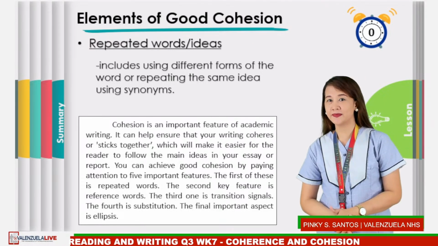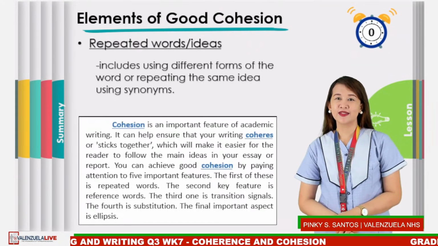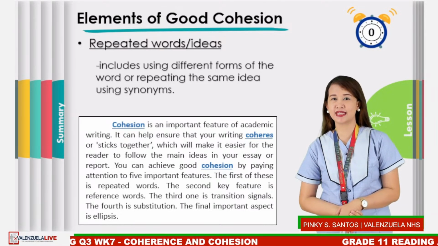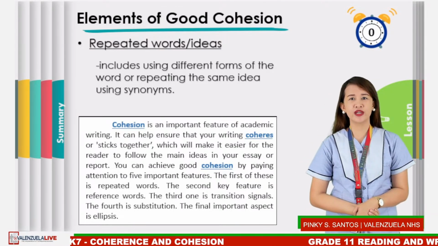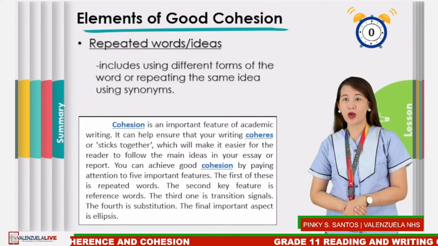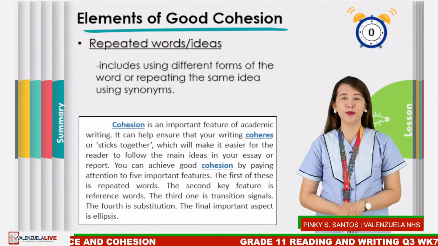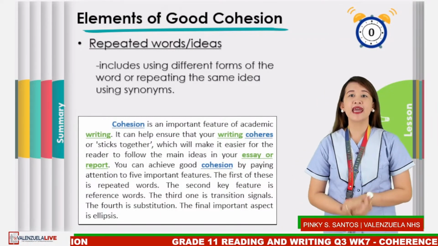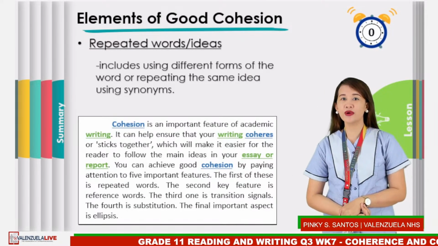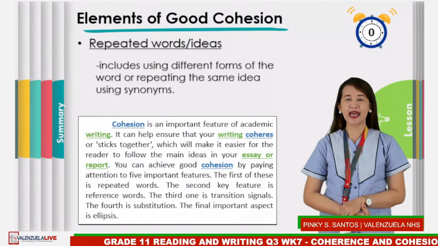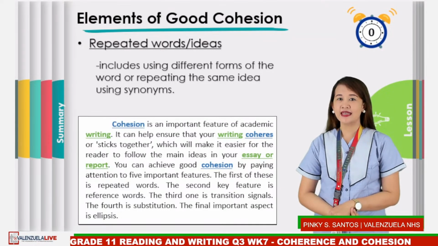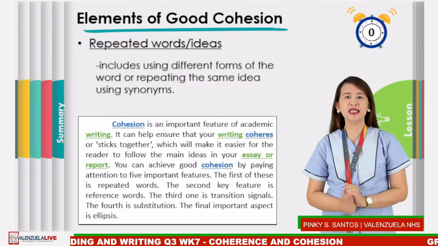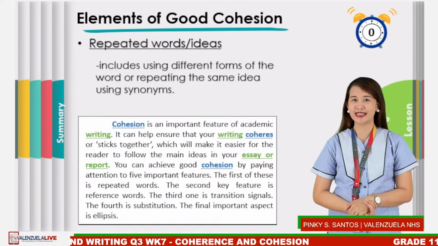Time's up. Do you have the same answer? There are several words which mean the same in this text. The word cohesion is used twice along with the verb form coheres. The word writing is also used twice, and the phrase essay or report, which also represents the idea of writing. Next is the phrase important features, which means the same as key feature and important aspect.